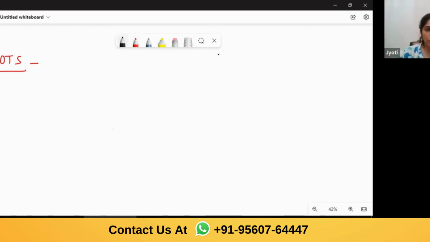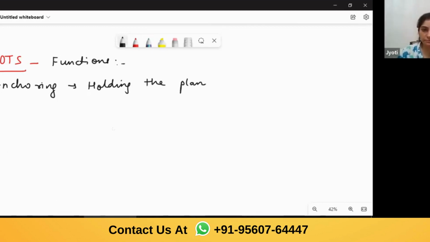Okay. So the functions of the roots. The first function I told you is anchoring. Anchoring means holding the plant in a fixed position. If the roots are not there, then what will happen? A little wind also will take away the plant. Second function is absorption.